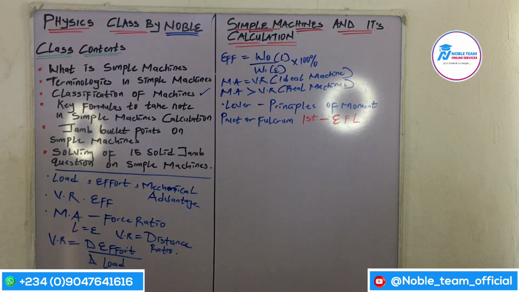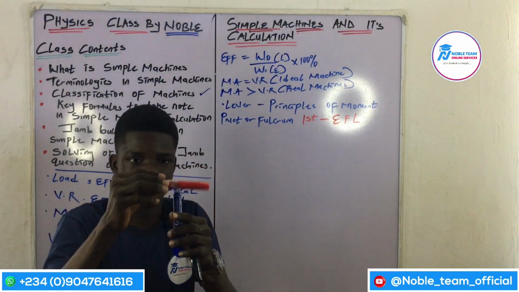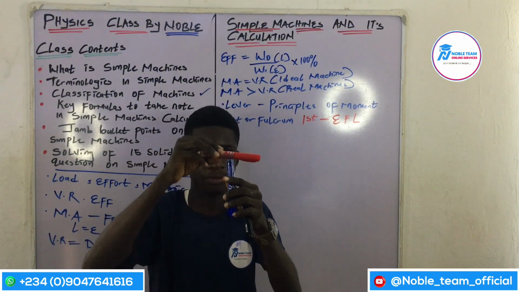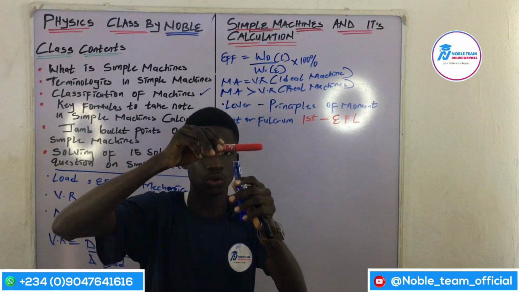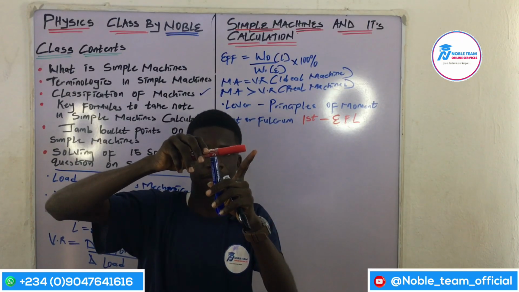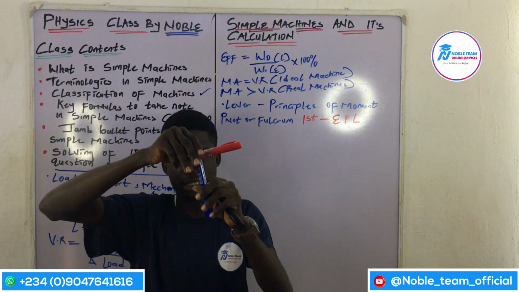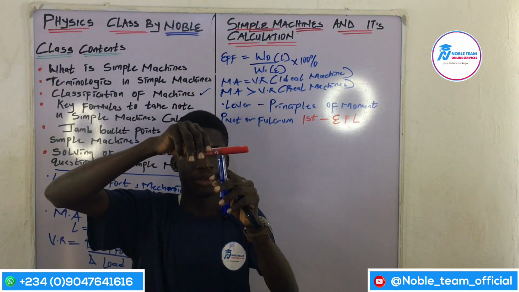Now I hope you understand why I say this is the pivot. You understand? And yes, this is the pivot. So this is the pivot, this is the effort, and this is the load in it. So this is an example of first class lever.